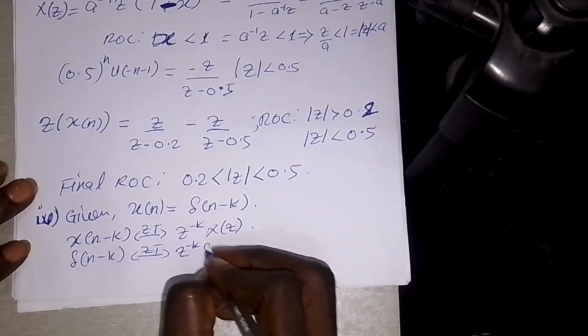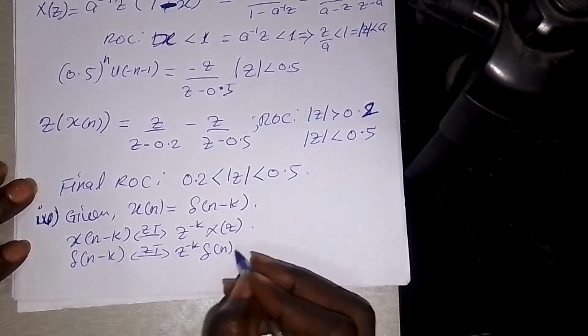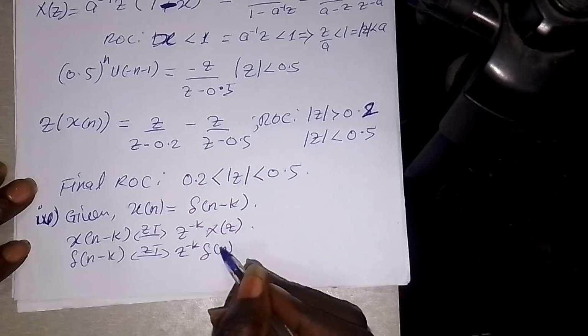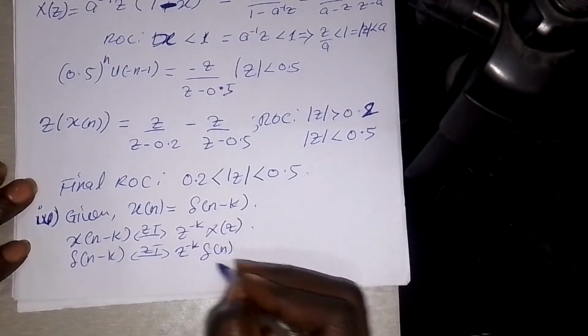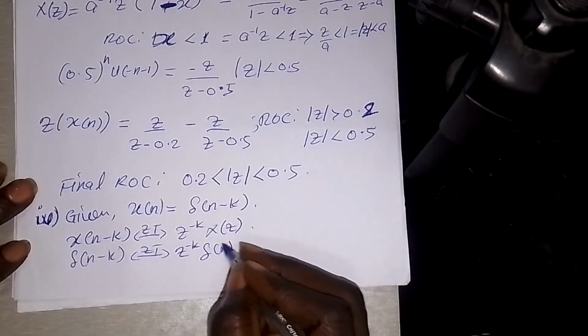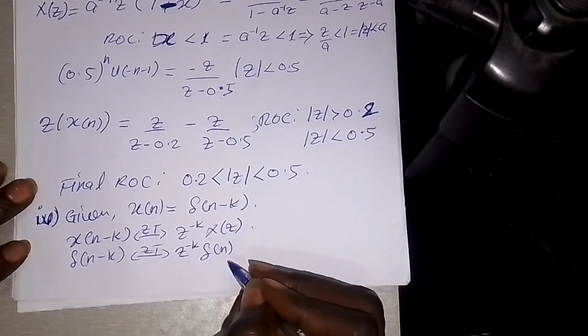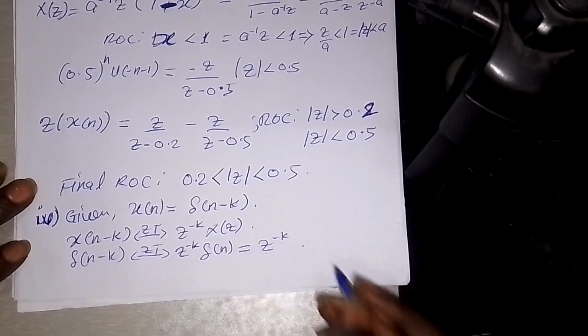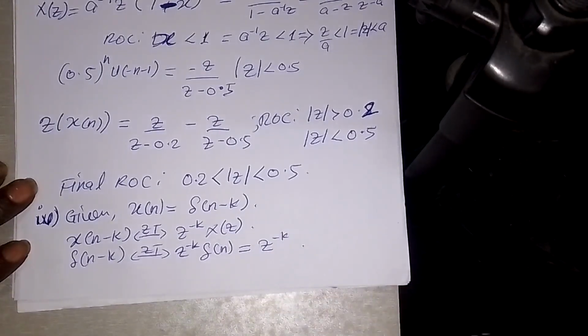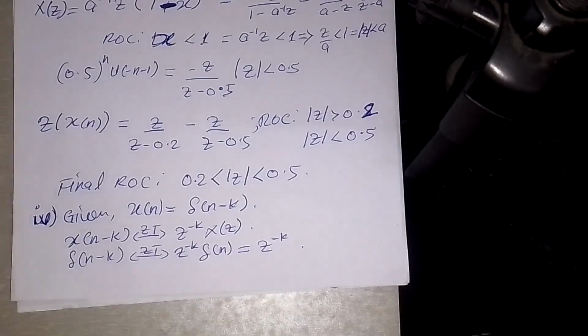into delta of n. And we know that the value for delta of n is an impulse, a unit impulse signal which has a value of 1. So our answer is going to be z to the minus k. Basically that is the solution that we can give for this particular question.